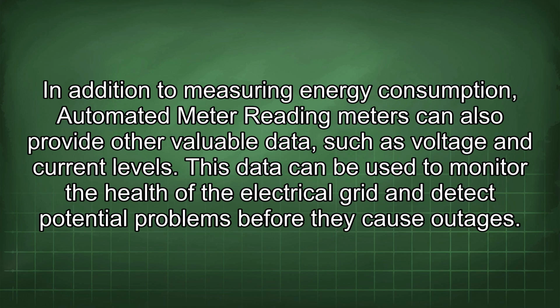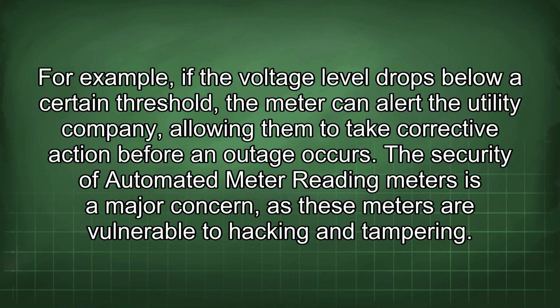In addition to measuring energy consumption, automated meter reading meters can also provide other valuable data, such as voltage and current levels. This data can be used to monitor the health of the electrical grid and detect potential problems before they cause outages. For example, if the voltage level drops below a certain threshold, the meter can alert the utility company, allowing them to take corrective action before an outage occurs.